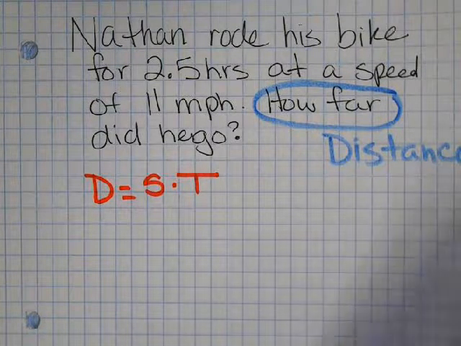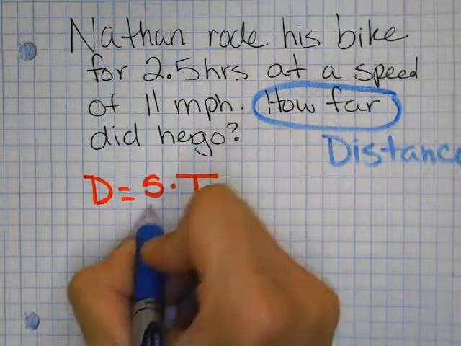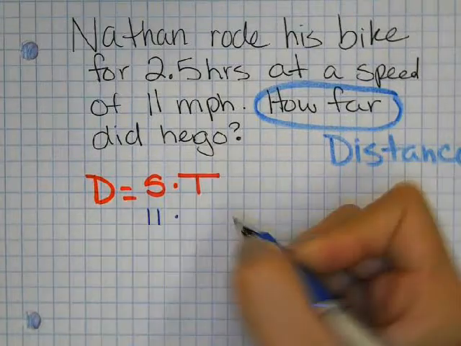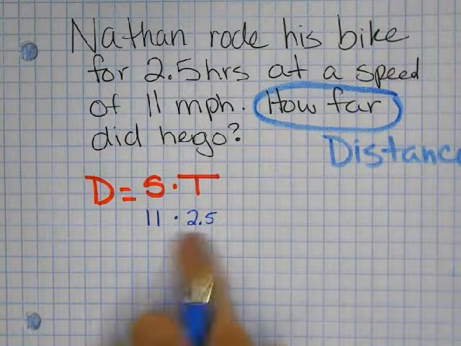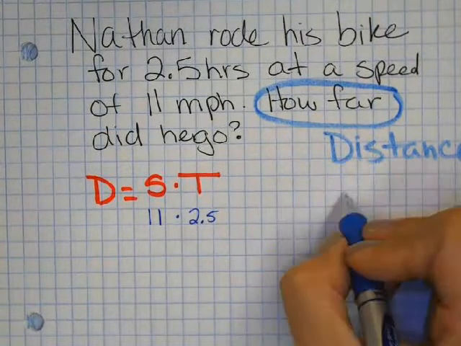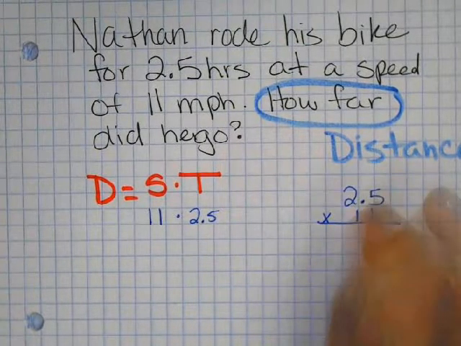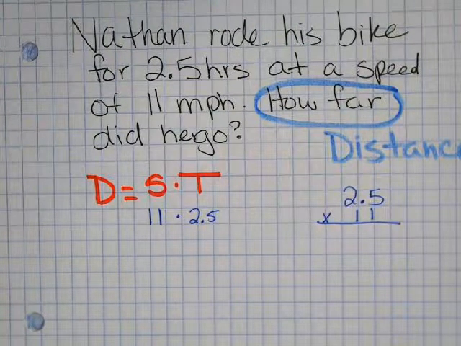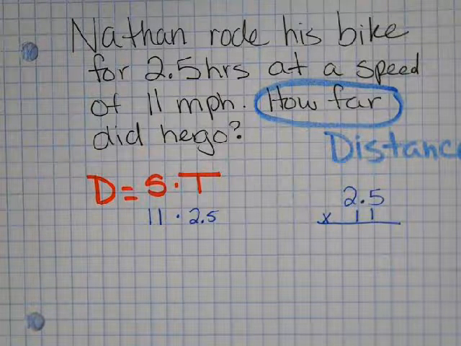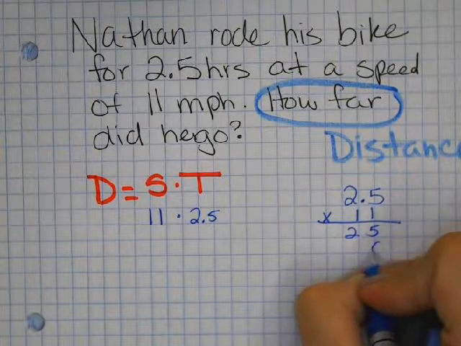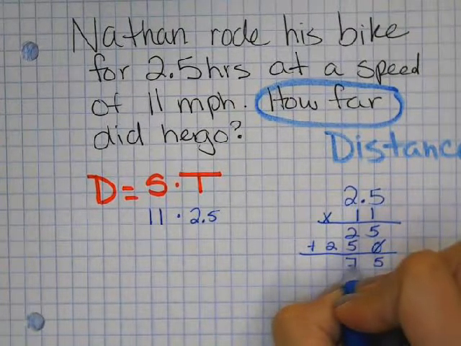So now I'm going to plug in your numbers. What's the speed? Good. What's the time? 2.5 hours. Good. So I get to multiply these two. I'm going to multiply them on the side. 2.5 multiplied by 11. Go ahead and do that. No, careful.